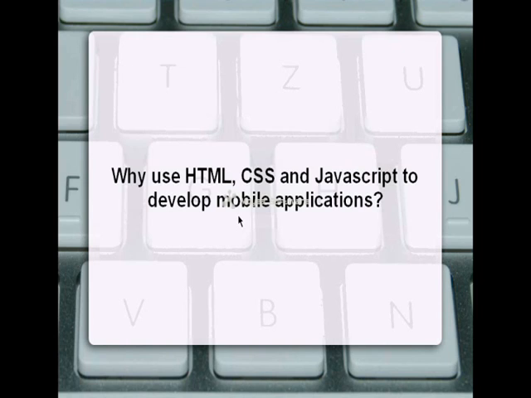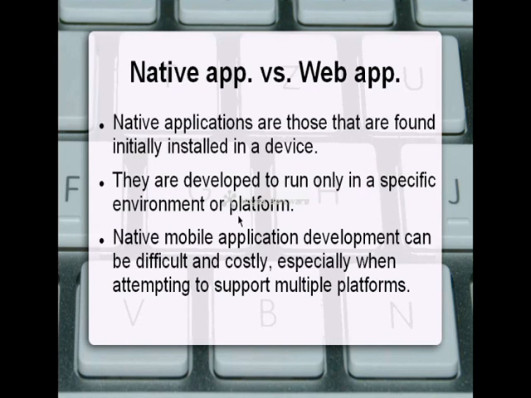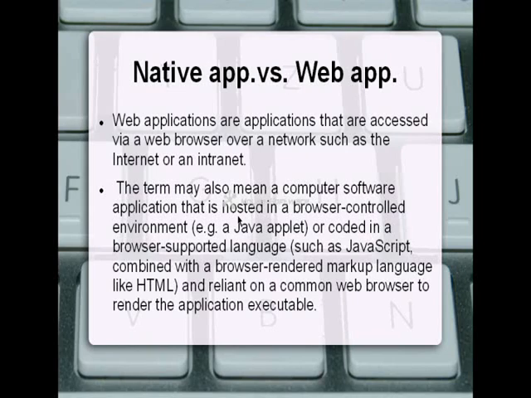So, why use HTML, CSS, and JavaScript to develop mobile applications? Let's first define native applications and web applications. Native applications are those that are initially installed in a device. They are developed to run only in a specific environment or platform. Native mobile application development can be difficult and costly, especially when attempting to support multiple platforms.